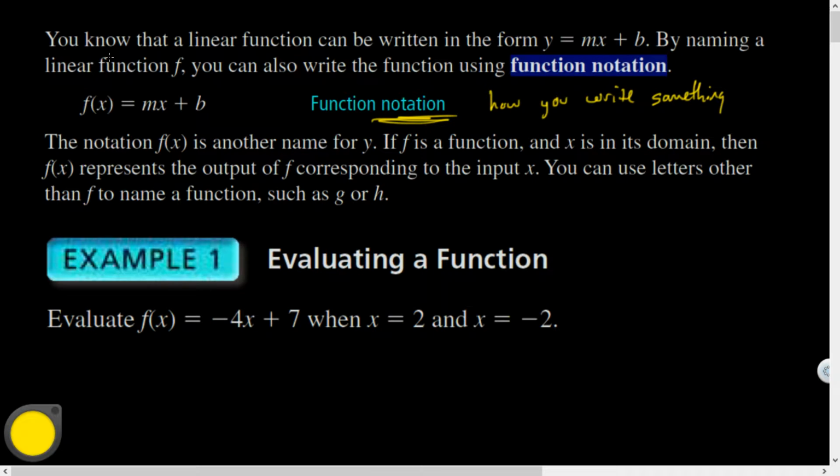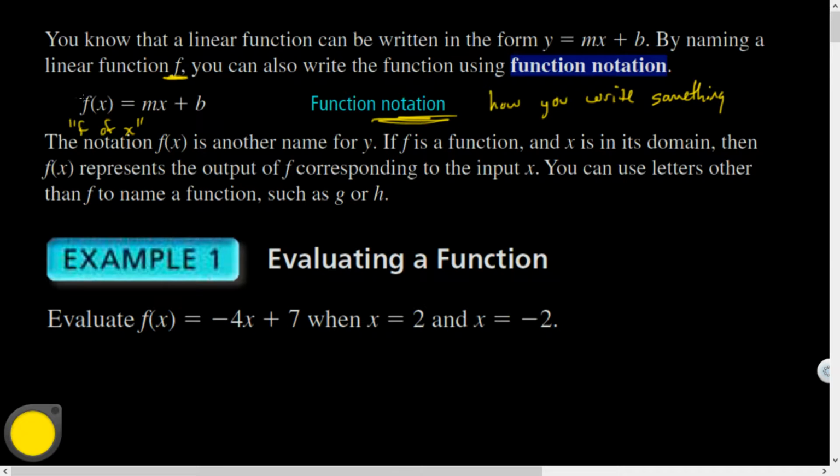It says this: you know that a linear function can be written of the form y equals mx plus b. By naming a linear function f, you can also write the function using function notation. I'm not changing what it is, I'm just changing the way I represent it. In function notation, I would read this as f of x. So f of x equals mx plus b. F of x, or the function f when I plug in x, is equal to the following.